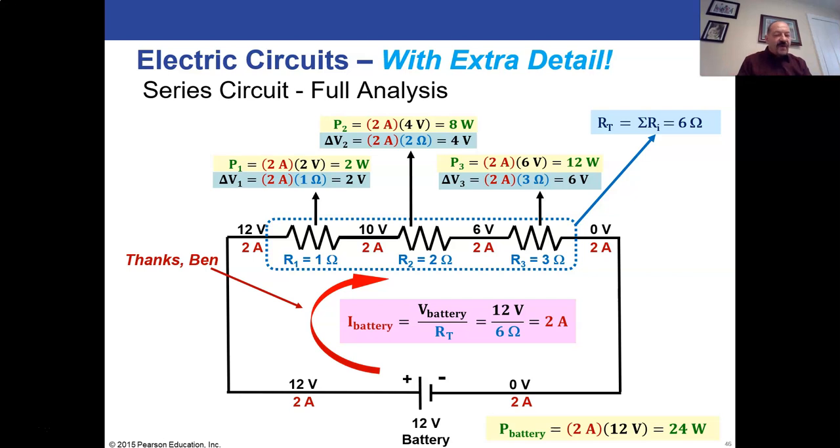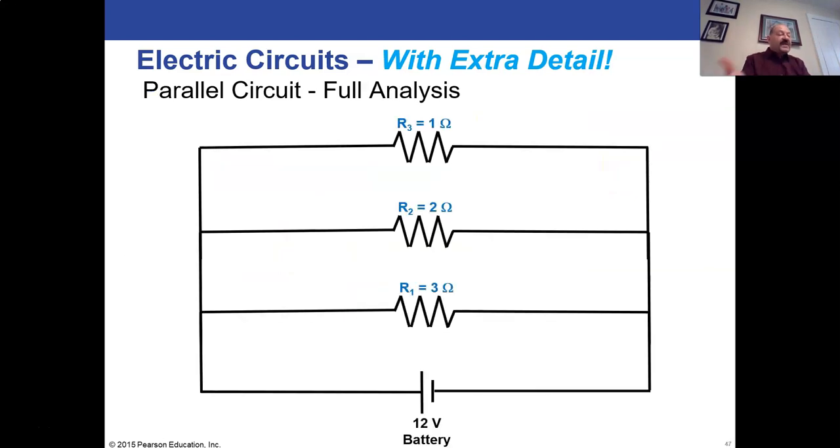But you don't have to do all that. We also know that we have a 12-volt battery and 2 amps of current. 12 times 2 is 24. That's direct. You can either add up the individuals, but that's a lot more calculation, or just use the overall voltage of 12 volts and the overall current of 2 amps. 2 times 12 is 24 watts. And that would be the analysis of a series circuit.